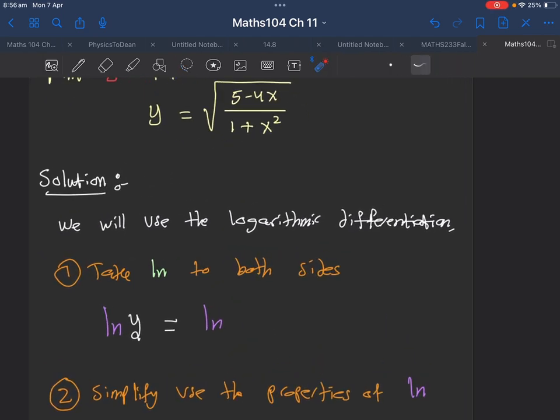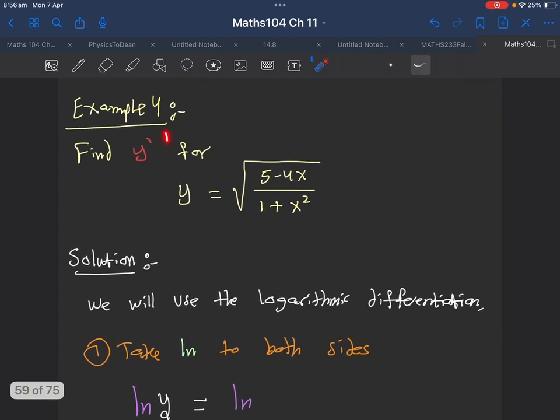All right, we continue with example number 4, where we need to find the y prime of, now this is a different function. This is not variable to the power of variable, but this is a kind of complicated function. It has a power, it has a quotient. Of course, we can solve it with the chain rule and the quotient rule. It can be solved, that's fine. But let's use logarithmic differentiation so that we see how things will happen.